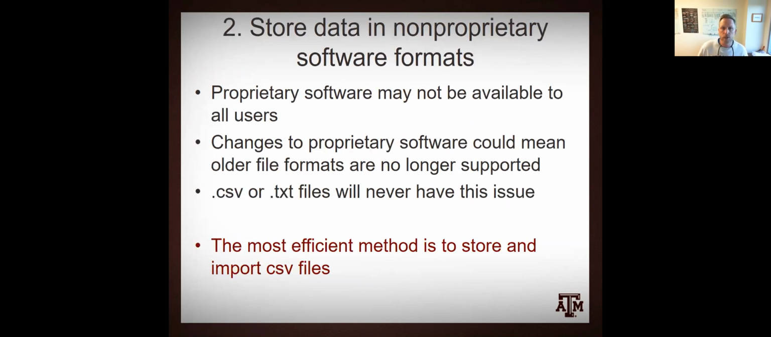The second is to store data in non-proprietary software formats. So proprietary software may not be available to all users. You have to pay for that, and so some budgets may not allow for that. And then the other issue is that proprietary software tends to change. So think about the file extensions in Excel that have changed over time, XLS versus XLSX, for example. But .csv or .txt files will never change, and they don't have this issue. And so I always encourage my students to use CSV files.